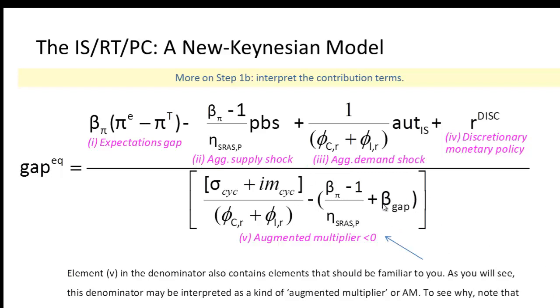And then beta gap, remember once again that in accord with its second objective, the central bank needs to stabilize the gap. When the output gap goes up, the interest rate goes up, so this is positive. So this whole term here is positive. So we have a negative minus a positive, that's even more negative. So our conclusion is that this augmented multiplier must be negative. It is always negative.